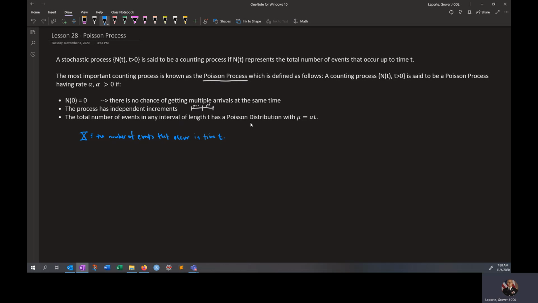So because of this property here, the total number of events in any interval of length t has a Poisson distribution. So we're going to say the random variable x is Poisson with alpha t. So that alpha times t is the only parameter that we need. That's the expected value. So mu is equal to alpha times t, the only parameter needed for the Poisson distribution.